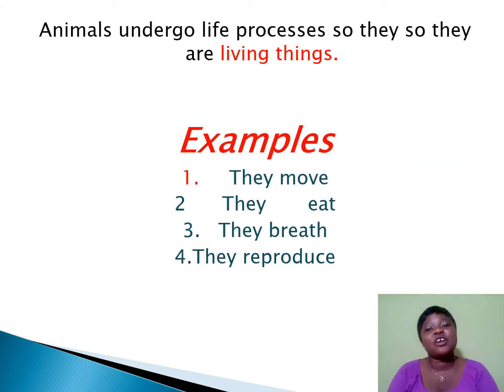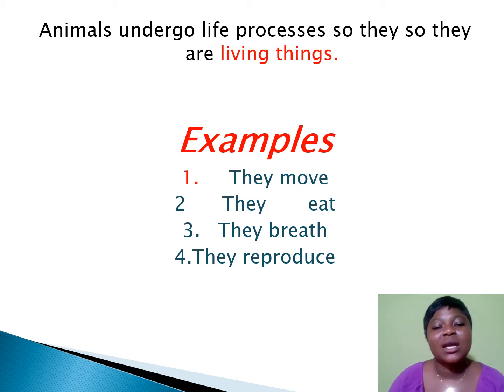animals undergo life processes. So they are living things, as we said. We said animals and what? Plants undergo life processes. So they are living things. And what are some of the life processes? We said they reproduce, they eat, they respire, they excrete, they breathe, they move. So these are some of the examples. We did it in our previous lesson.